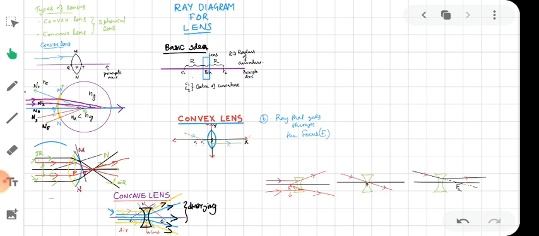And a ray diagram special notes will be sent to you via your Google Classrooms, which you will have to download from there.